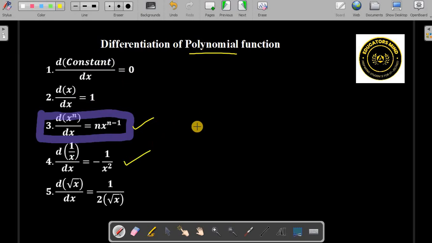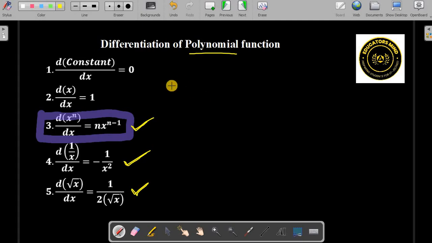It will come particularly in the electrostatics chapter. Okay, 1 by x differentiation is minus 1 by x square. And differentiation of root of x is 1 by 2 root x. This formula also you remember. Although this formula can be derived from the third formula itself, still you can remember this because it will be used directly, and you don't have to get confused and calculate again and again. So better if you remember the third, and 4 and 5 also you remember.